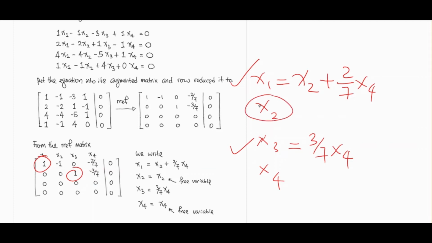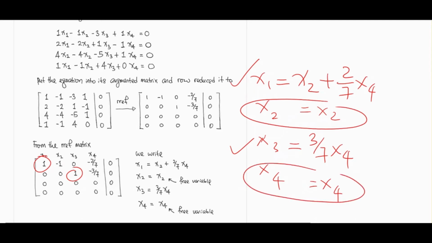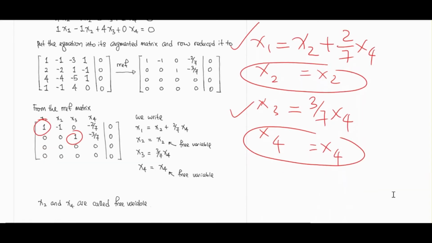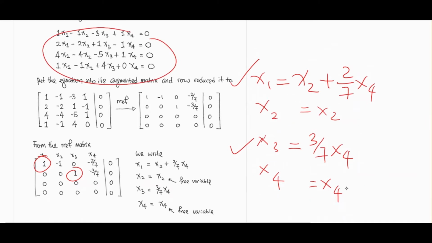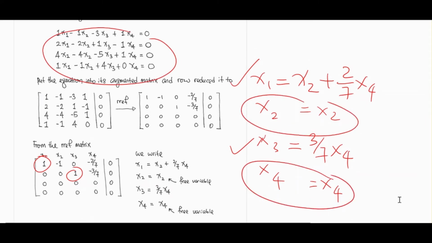The ones that get left behind are going to be our free variables. These are the ones whose values we can freely assign. So x2 and x4 are our free variables. This is a system of equations that has infinitely many solutions. We do have a solution for this linear system, and in fact there are infinitely many of them because of these free variables. x2 and x4 can take any numbers you can think of. Your x1 and x3 will have to adjust accordingly, but x4 and x2 can be any numbers.